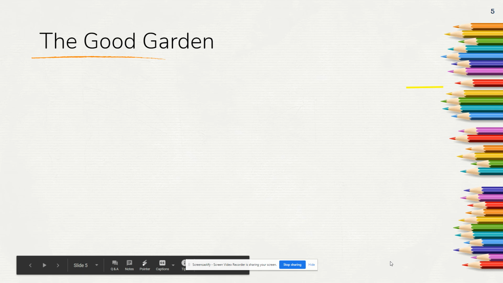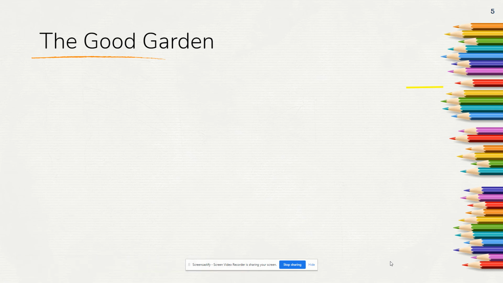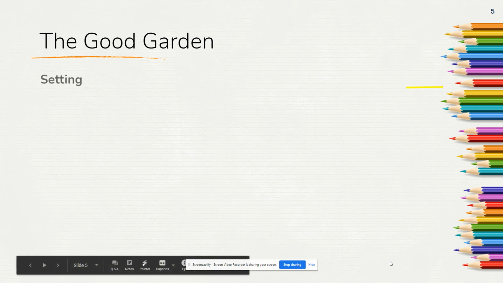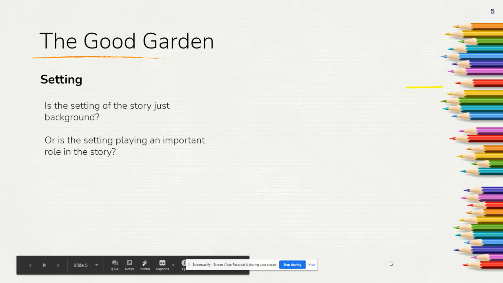Readers, yesterday we used our knowledge of literary elements to gain a deeper understanding of The Good Garden. Today we are going to revisit the story, The Good Garden, and dig deeper into the setting and why it's so important to the story. I want you to think about the setting of the story. Is it just background? Or is the setting playing an important role in the story?